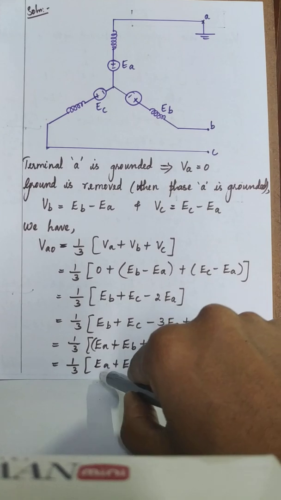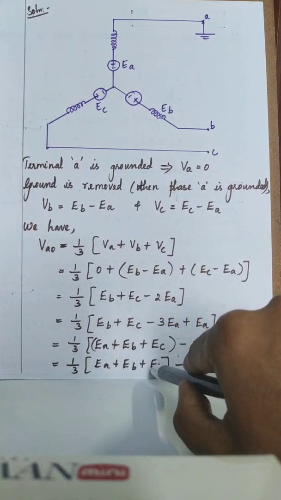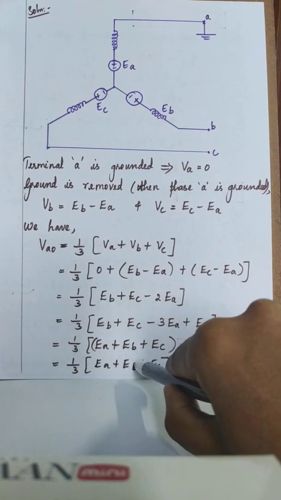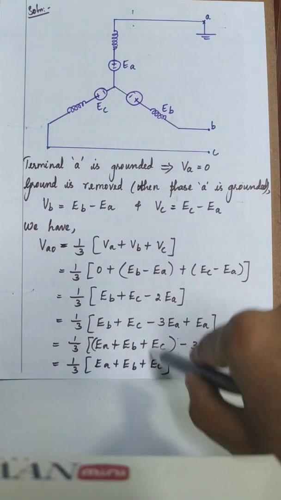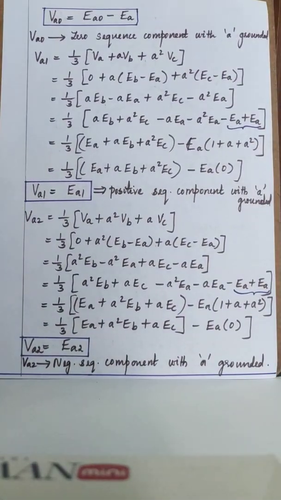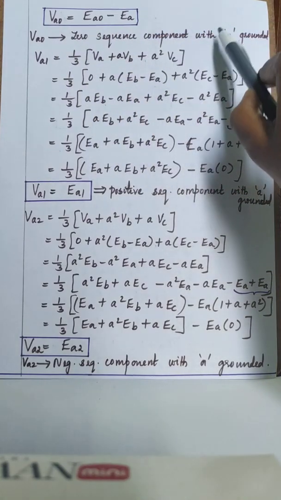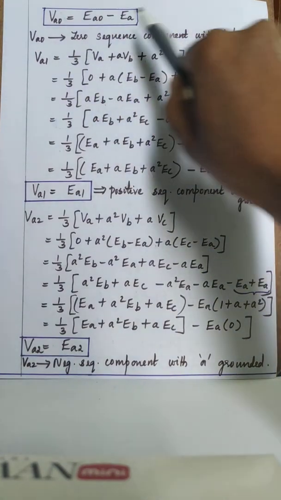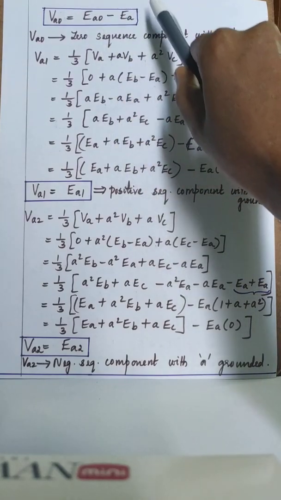What is 1 by 3 into (EA plus EB plus EC)? It is the zero sequence component of EA. So 1 by 3 into (EA plus EB plus EC) is nothing but EA0, minus EA. So we get VA0 is equal to EA0 minus EA. The zero sequence component with A grounded is equal to the zero sequence component with neutral grounded minus EA.